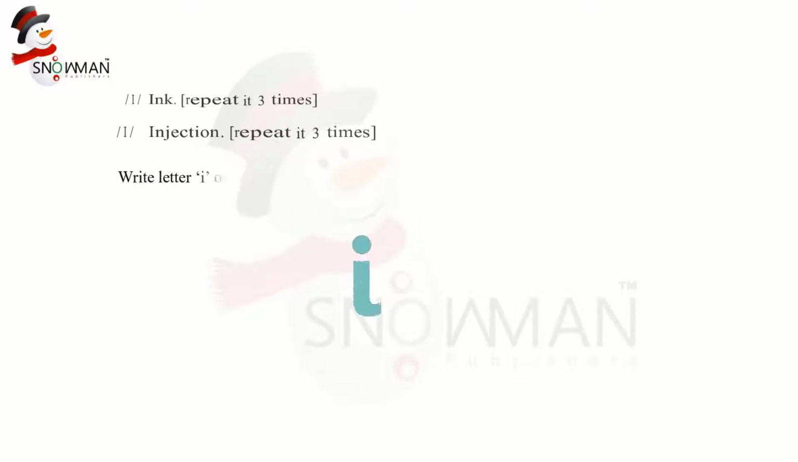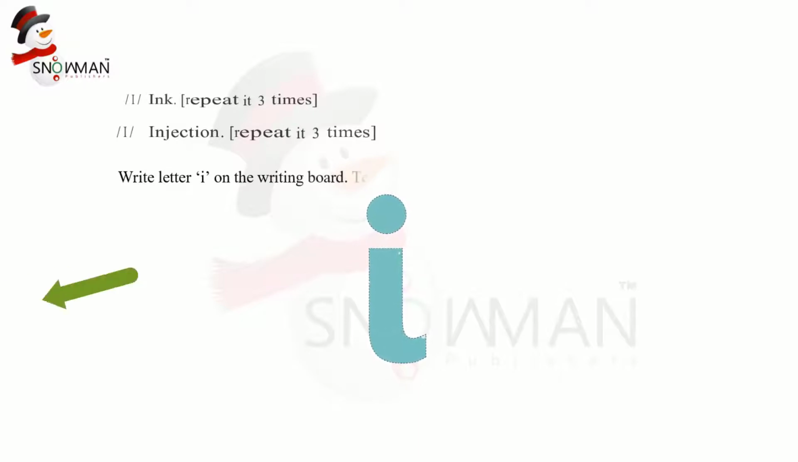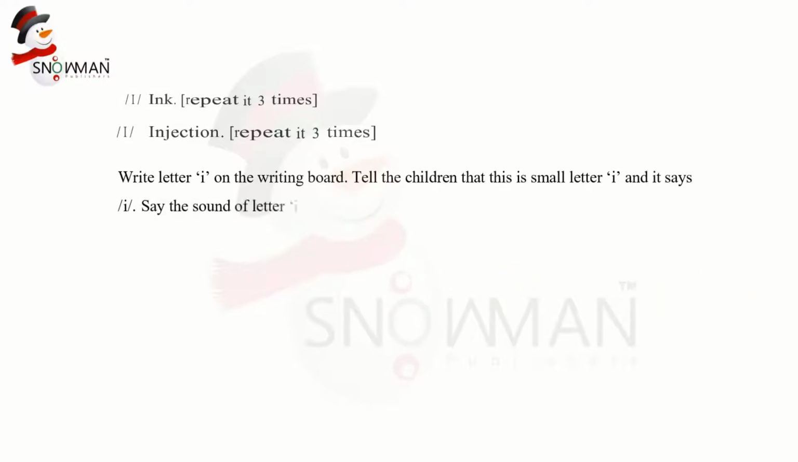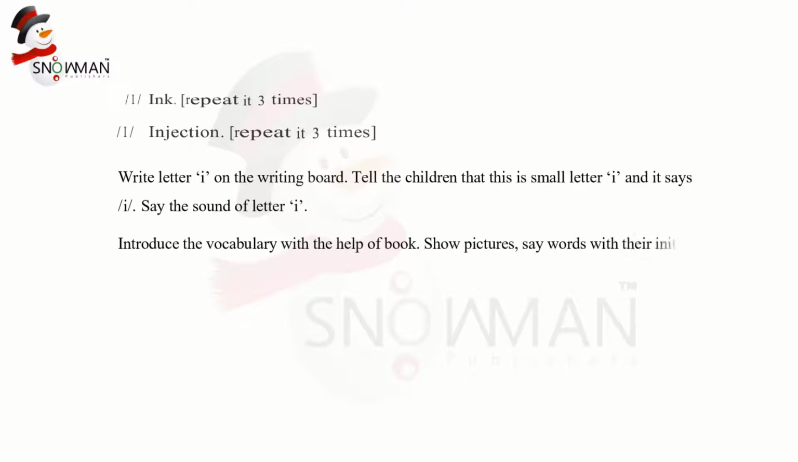Write the letter I on the writing board. Tell the children that this is small letter I and it says /i/. Say the sound of the letter I. Introduce the vocabulary with the help of the books. Show pictures and say words with their initial sound.